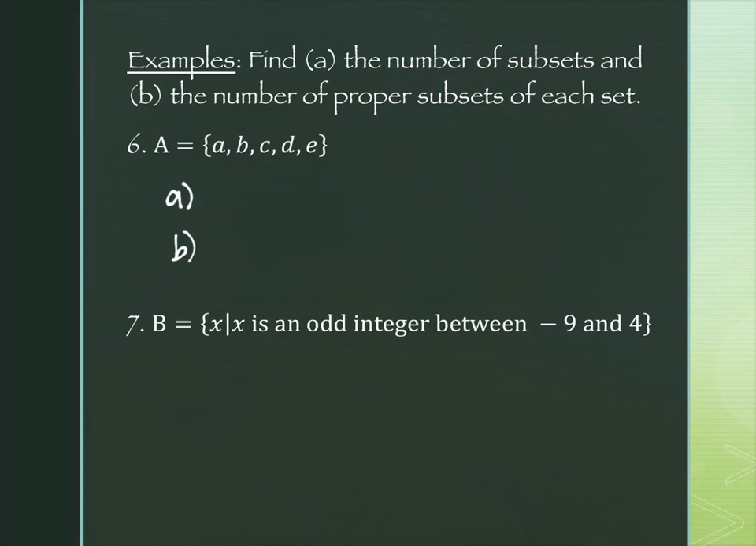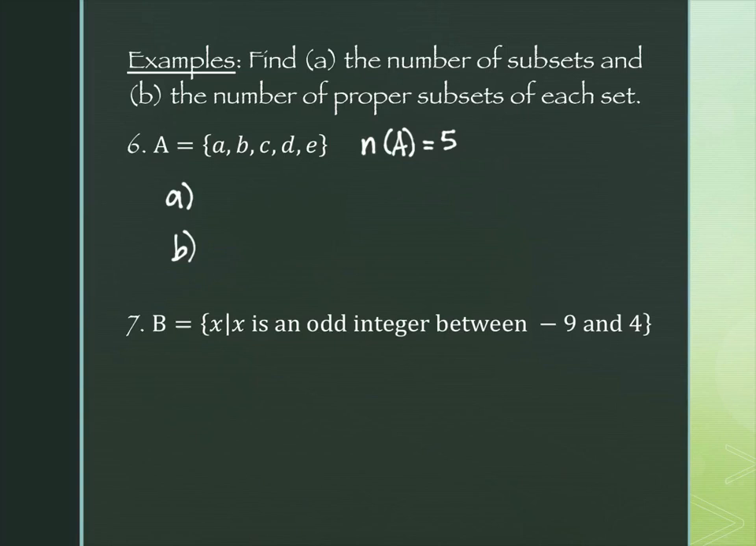Okay, so in order to do that, what I really need to do every single time is to figure out what's the cardinal number of my set. So what is the cardinal number of this set A? 5. Okay, that's the goal first. You got to figure out how many things you have.